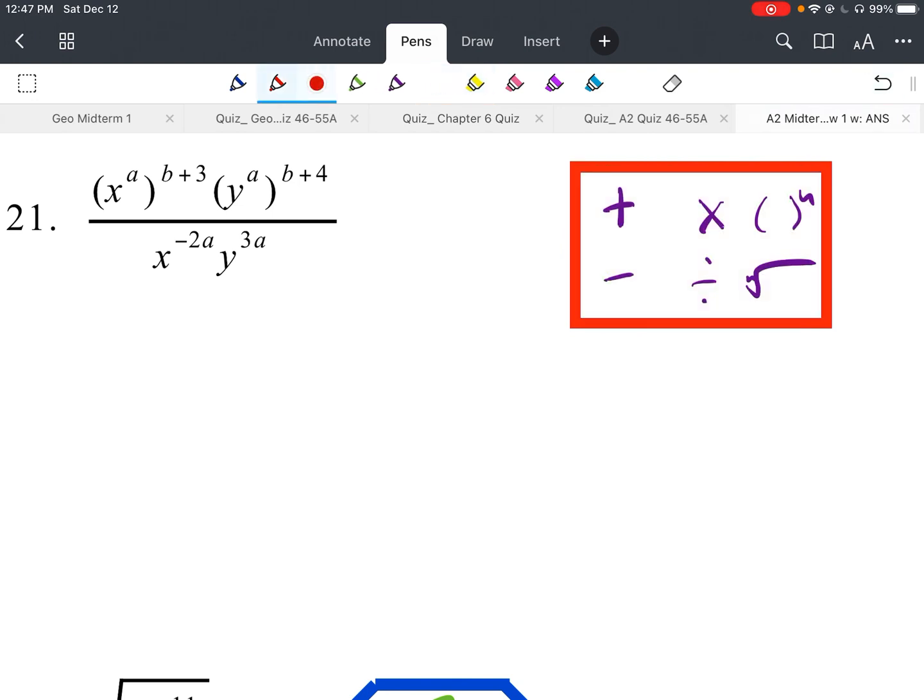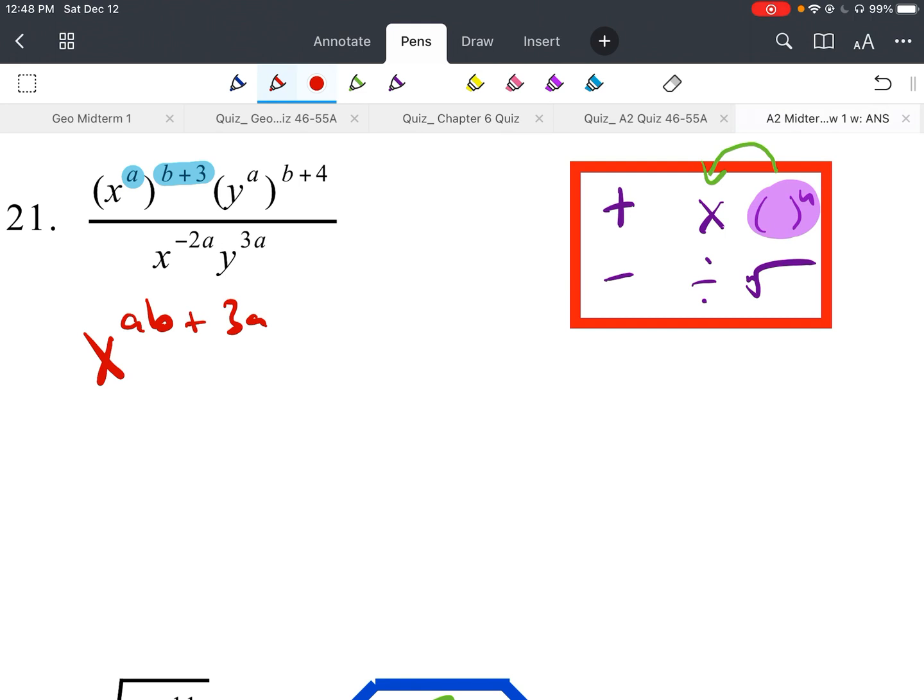So first things first, let's look up here, up top. I've got a, and then I've got raised to the b plus 3 power. Well, what that means is I am raising a power to a power. We'll go over to your exponent chart. That's right here. When you're raising a power to a power, that means the exponents are going to be multiplying. Why? Because little numbers are a little slow. So while you're doing one thing over here, little numbers are back doing the thing before it. All right, so this means x to the ab plus 3a.